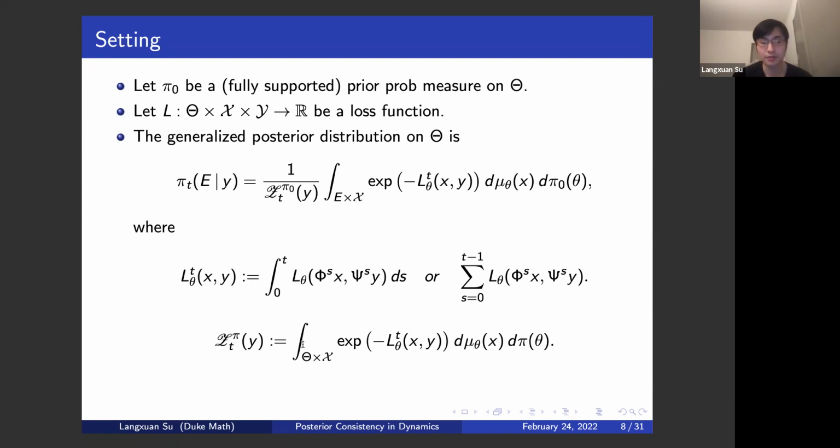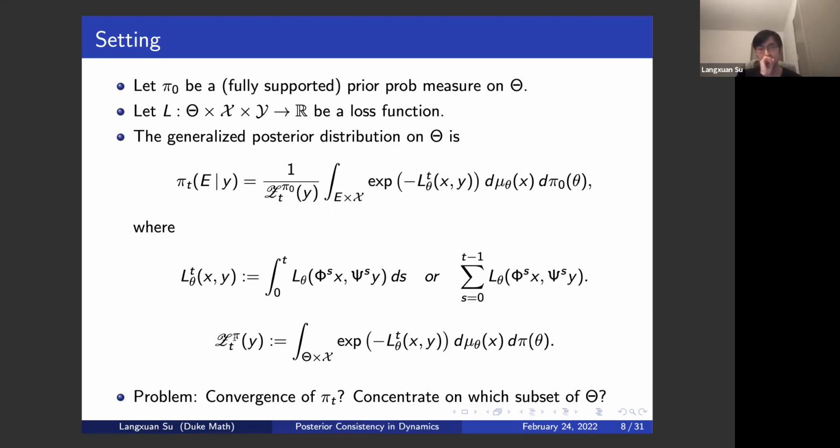And just to point out one thing here: you notice the notation for the normalizing constant is pi, but the prior distribution is pi 0, because later on we want to change these measures on parameter space so that we can prove the main result by looking at all the possible probability measures on theta. Yeah, just make a note of this.